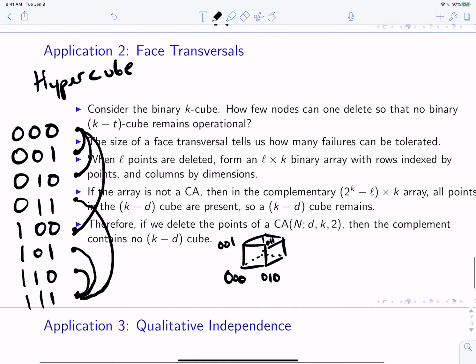So by k-cube here, we mean binary vectors of length k. So how many vectors are we going to list if we have k dimensions instead of 3? How many vectors are there of length k, binary vectors?